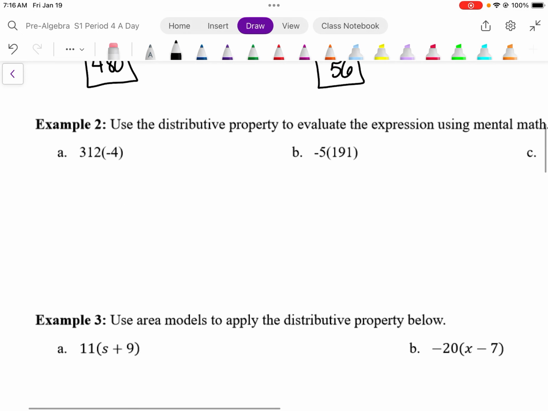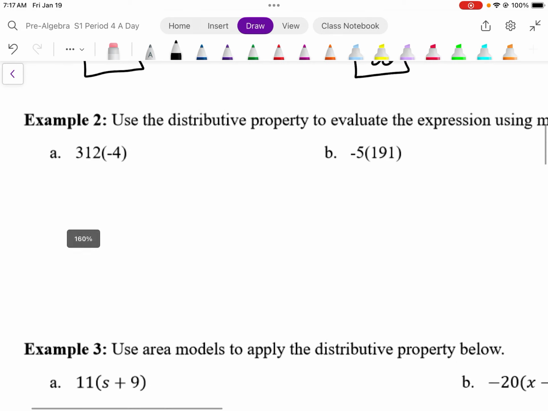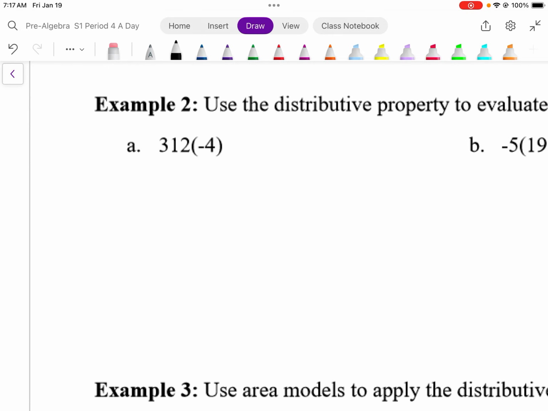All right, our next one. Example 2 says use the distributive property to evaluate the expression using mental math. So we have 312 times negative 4. So I'm going to take this negative 4 and put it up front. And then in the parentheses, we are going to break up 312 into each place value. So the 3 represents 300. The 1 represents 10. And then the 2 just represents 2.